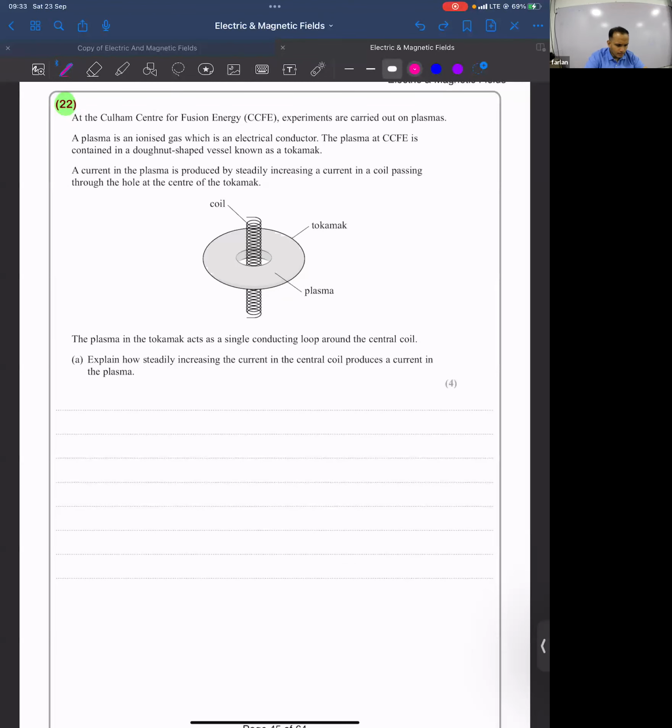The current in the plasma is produced by steadily increasing a current in the coil passing through the hole at the center of it. It is given in the diagram. The plasma in the tokamak acts as a single conducting loop around the central coil.